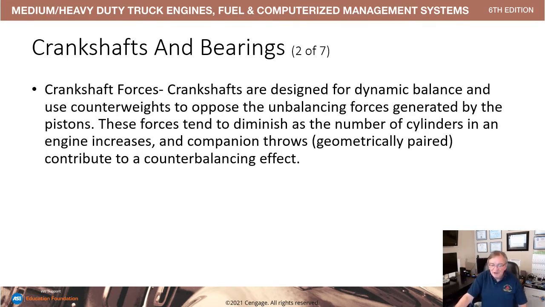Crankshaft forces. There's dynamic balancing in manufacturing. The OEMs will typically balance the crankshaft at approximately double its operating RPM. So if a crankshaft has a wide open throttle of, let's say, 2100, the crankshaft is typically balanced over 4000 RPM.